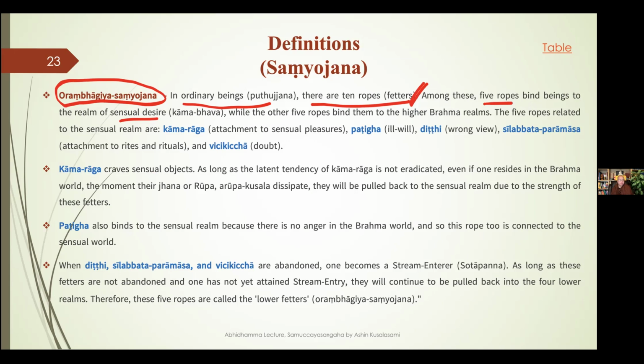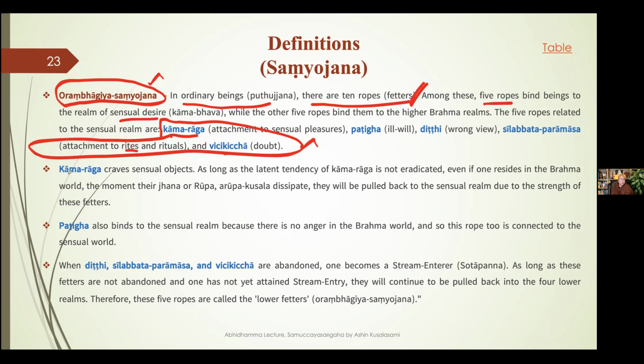So the 5 fetters related to the sensual realm are Kama Raga Sanyojana, attachment to sensual pleasure, Patigha, ill will, Ditthi, wrong view, Silabbata Paramasa, attachment to rites and rituals, and Vicikiccha, doubt. As long as you have not eradicated these 5 Sanyojana, you still have the possibility to be reborn in the sensual realm. That's why these 5 fetters are called the Orambhagiya Sanyojana. I hope you get it. The key point is, as long as you have not eradicated these 5, you still have the possibility to be reborn in the lower realms, as a human being, as a deva, and so on.